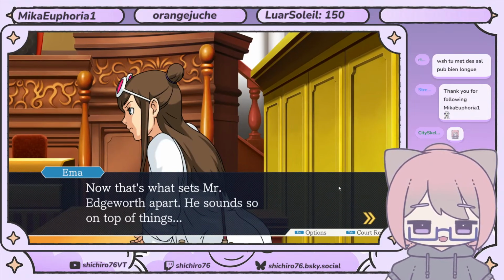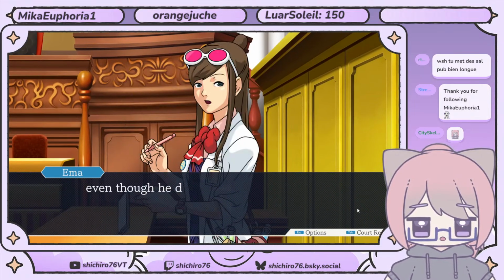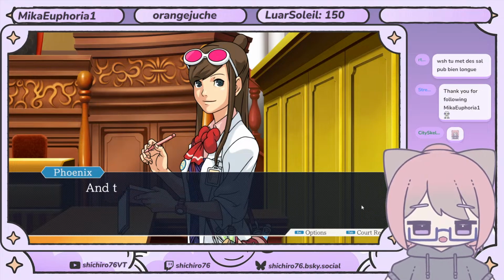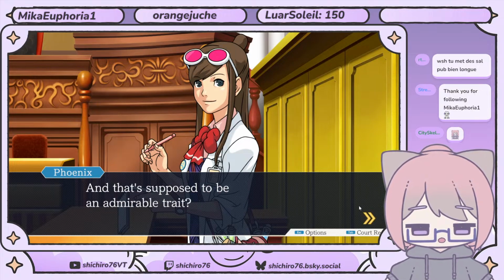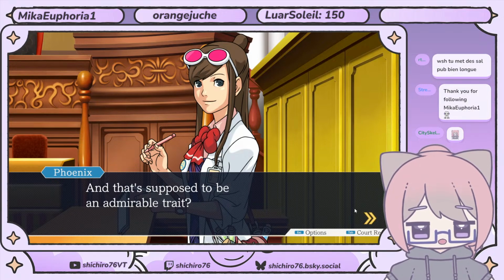Now that's what sets Mr. Edgeworth apart. He sounds on top of things, even though he doesn't know what's going on himself, and that's supposed to be an admirable trait. Hey, it's not a bad trait.